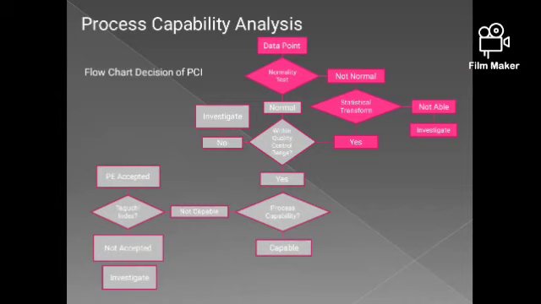Following the flowchart, if the data distribution is not normal, then he can transform the data using tools in Minitab. If the transformation still cannot make the data normal, then that is enough. We need to investigate and conduct analysis with other tools, not using PCI analysis.